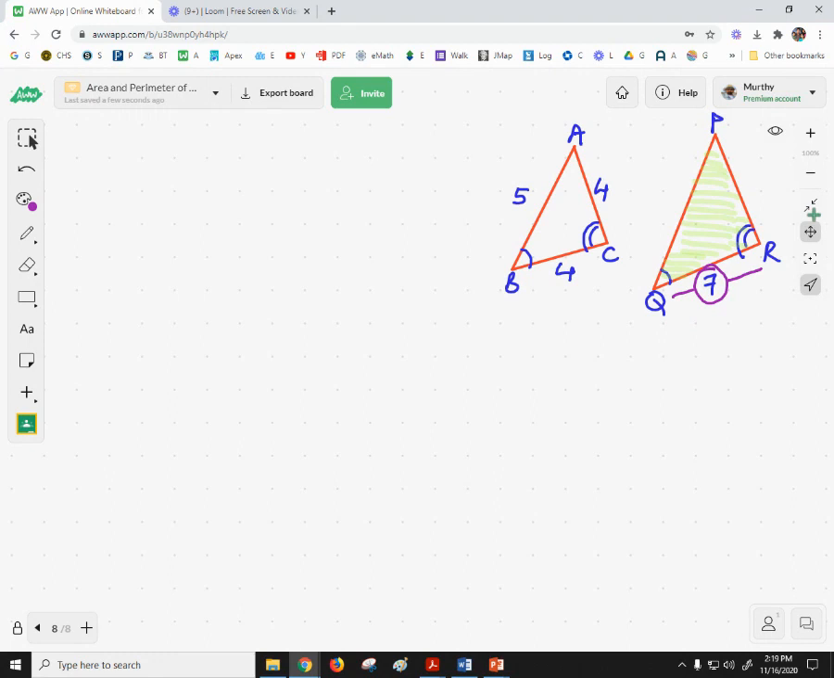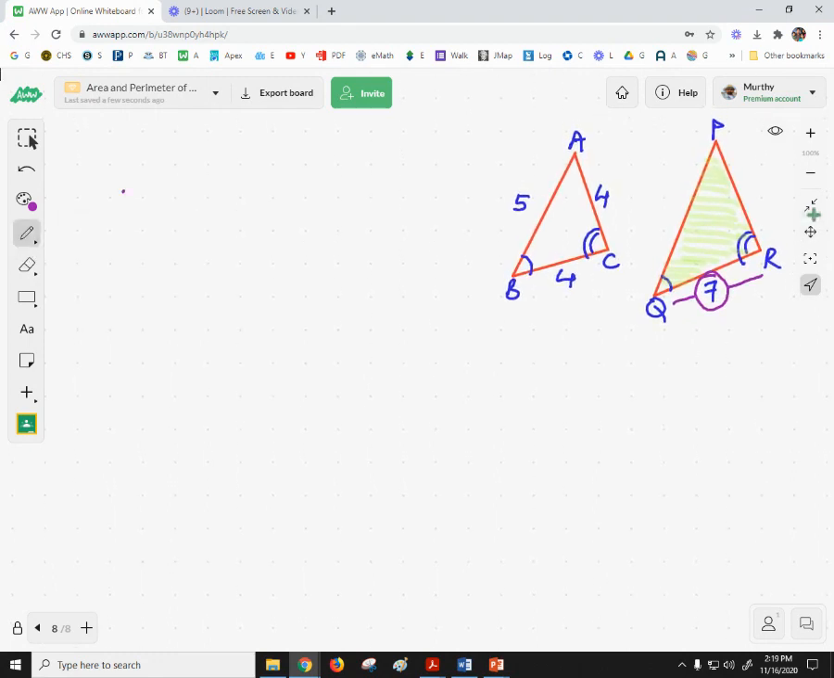So that relation says that the perimeter of triangle ABC, I see that it's the small triangle, over the perimeter of the large triangle equals to, we have to take the corresponding sides. Corresponding sides means if I take AB over PQ, I have to take... So please don't forget, we have to take the corresponding sides.